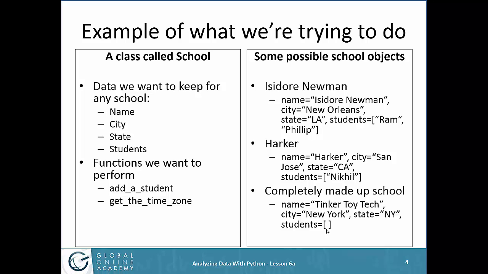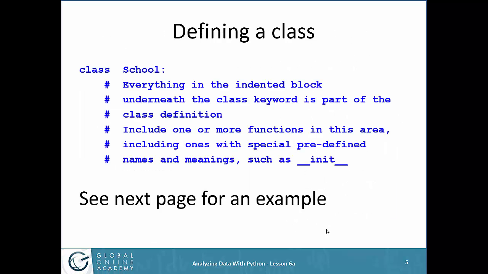Now, how do we do that in Python? Next page. To define a class, you use the class keyword. Class, space, name of your class. I'm going to call this class School. Notice the convention is that when you create a class in Python, you will start it with an uppercase letter.